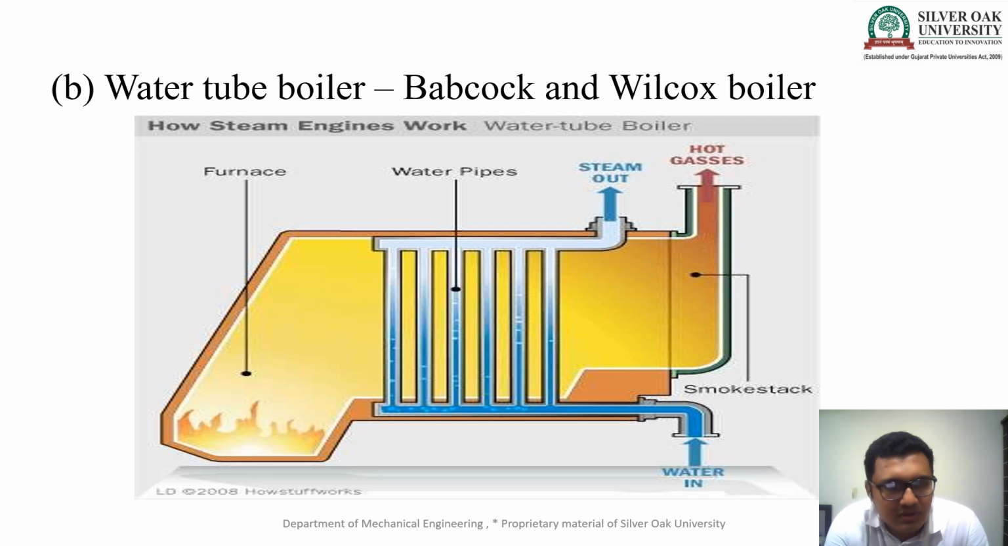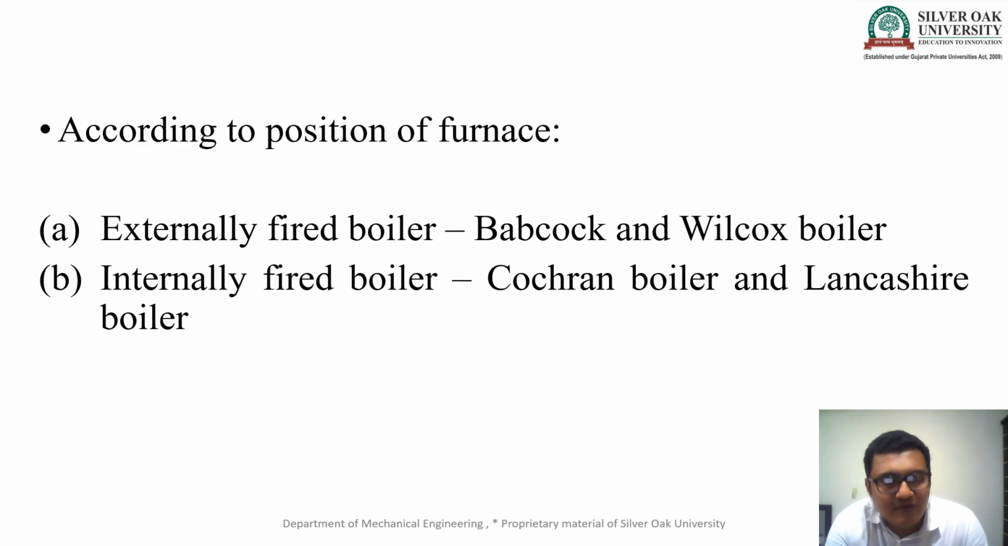I am not going inside every boiler, but just going through the classification of the boiler. There are a total of seven types of boiler. I already covered the first one and second one. Now we move further to classification according to the position of furnace. According to the position of furnace, we have two types: externally fired boiler and internally fired boiler. I already talked about what externally fired boiler and internally fired boiler mean.